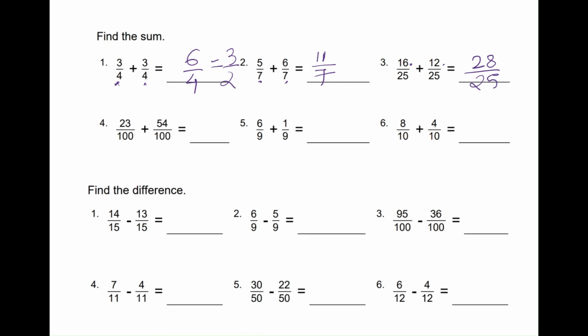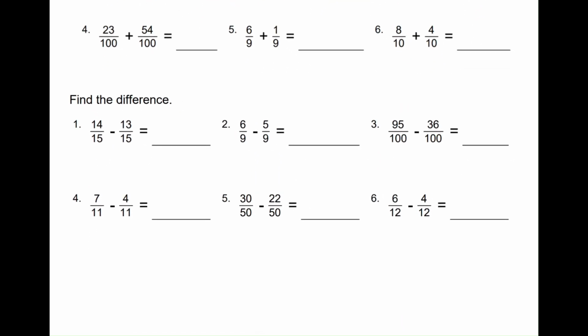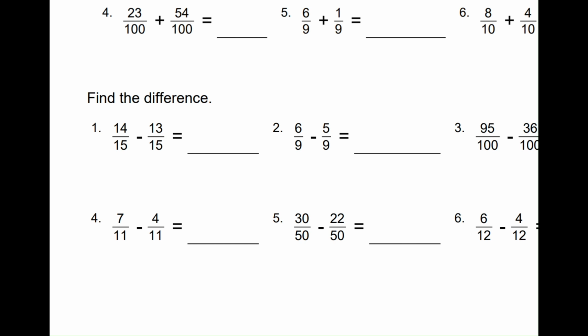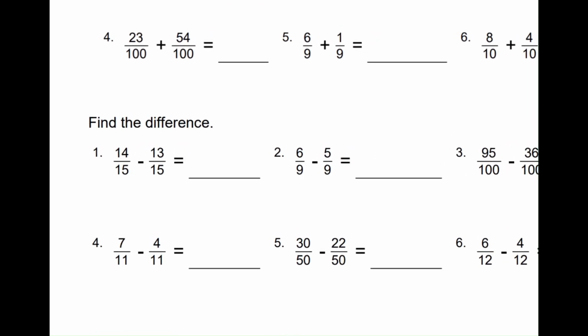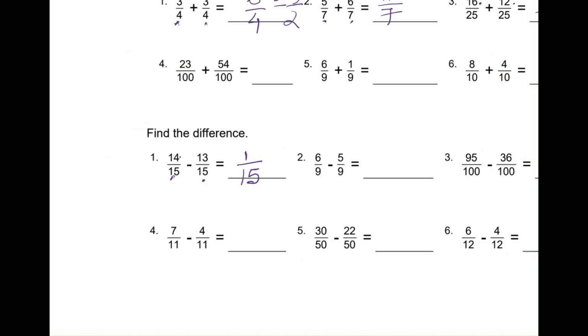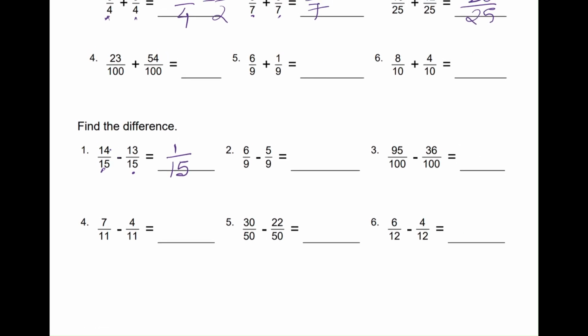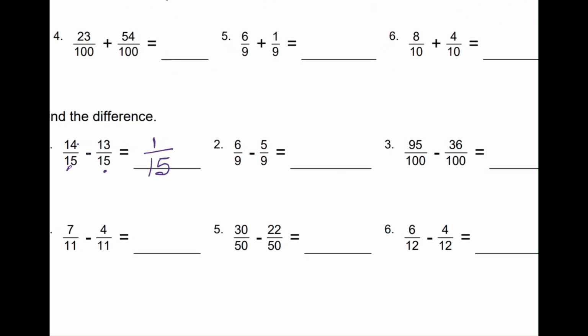Practice yourself. Let's see subtracting fractions which have the same denominator. If you can already guess it, it's the same thing. Same denominator, like fractions, just subtract the numerators. You have 14 minus 13 is 1 over 15, the denominator which stays the same. Also the second one, 6 ninths minus 5 ninths, denominator same, just subtract the numerators. 6 minus 5 is 1 by 9.